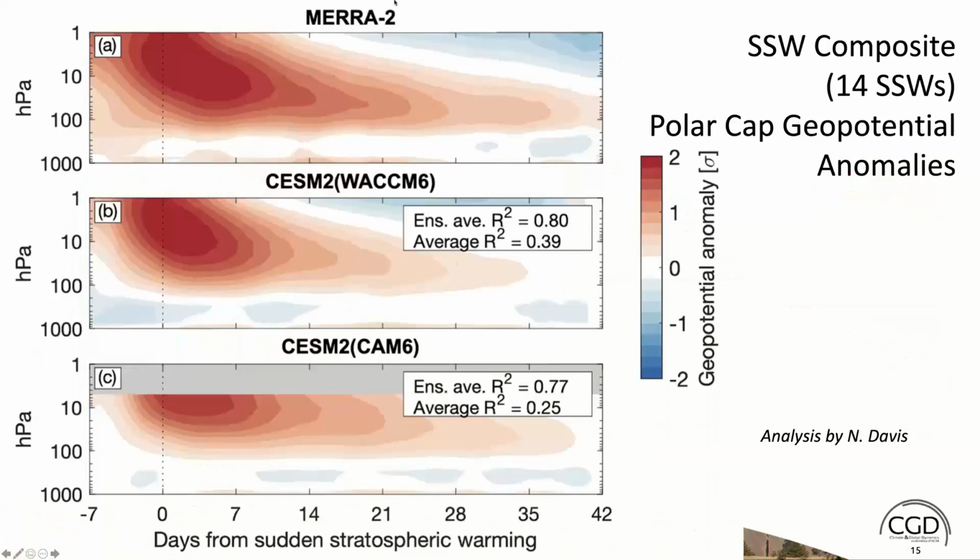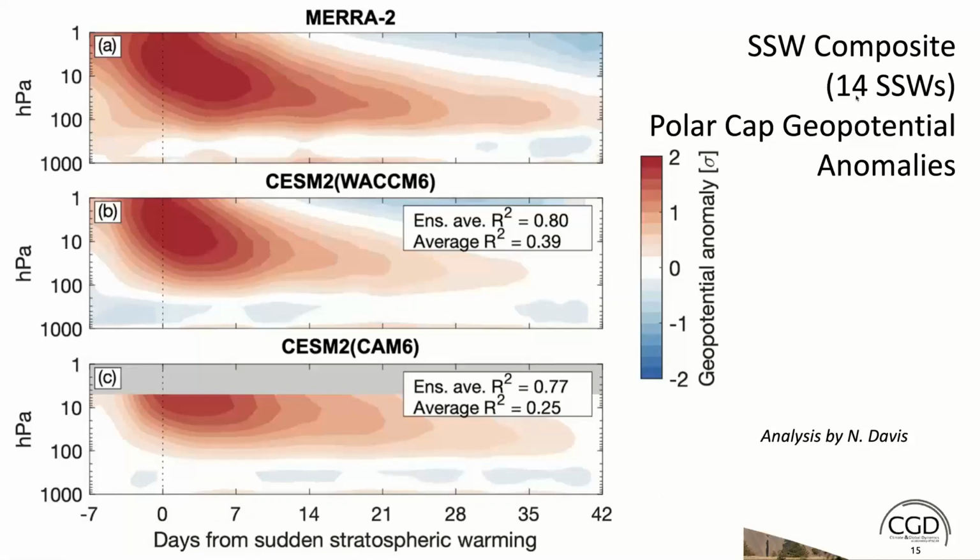So you might be curious whether there is a better representation of sudden stratospheric warmings between the low top and the high top model. Again, we didn't find this in CSM1 to our surprise. And it seems to be a similar situation in CSM2. So what I'm showing here is a composite of the 14 sudden stratospheric warmings that occurred between 1999 and 2020.